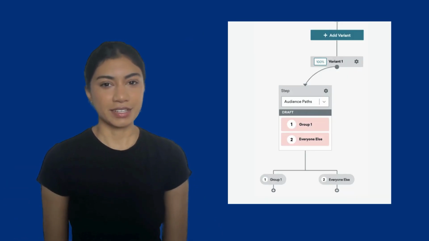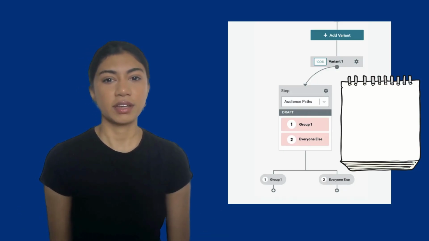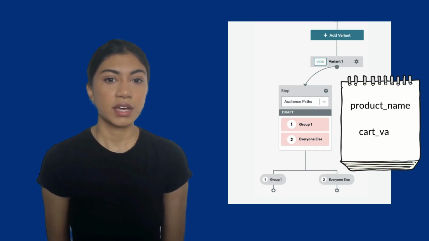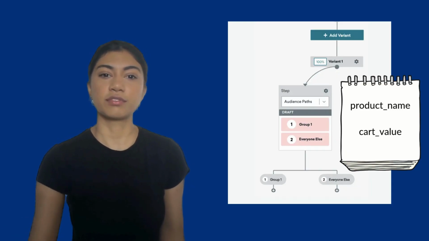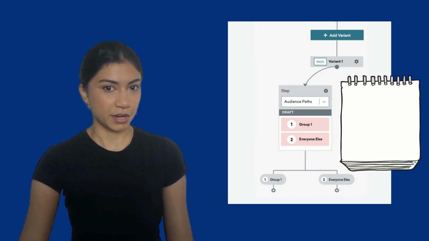So what exactly is a context step? Think of it as a dynamic notepad that lives inside of your Canvas journey. You can define temporary variables like product names or cart values that only exist while the user moves through that specific Canvas. Once the journey ends, those variables disappear.